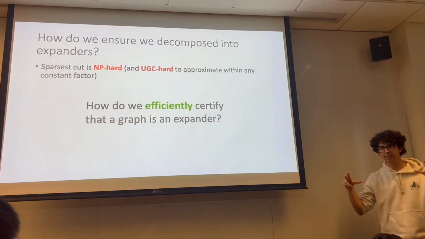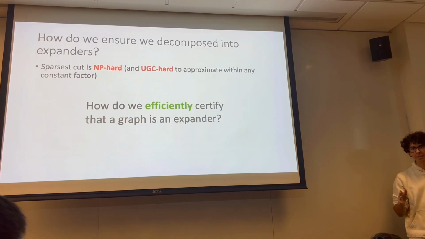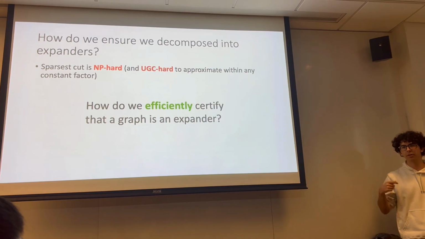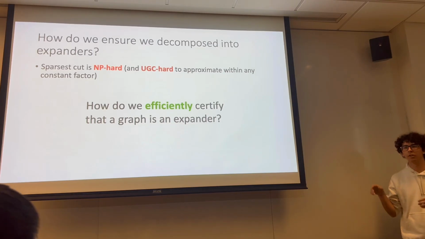Like if you say it's an expander, you can't say exactly that it's an expander with the same parameter they asked about. You lose something in that parameter to do it efficiently. I'll talk about this more with cut matching.